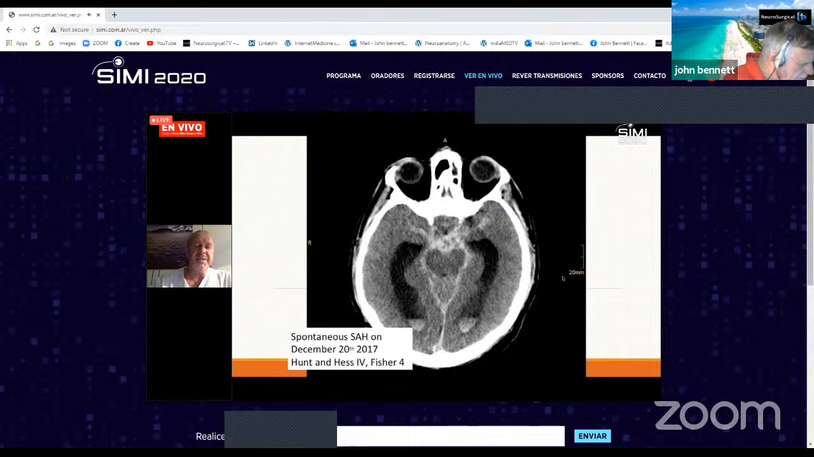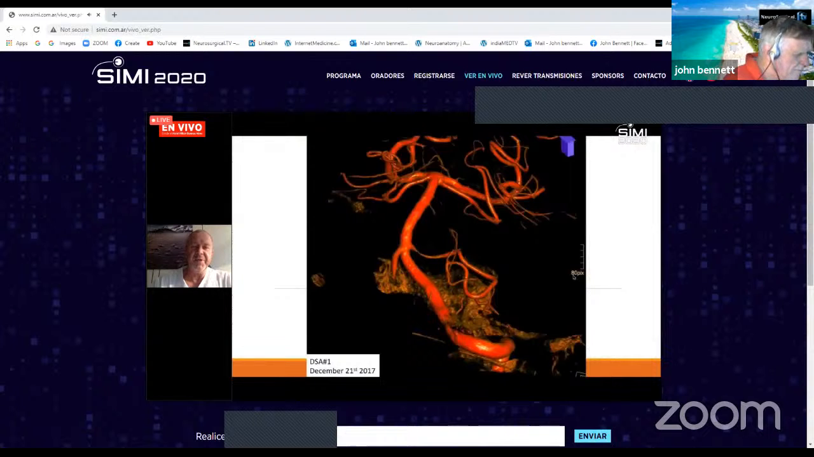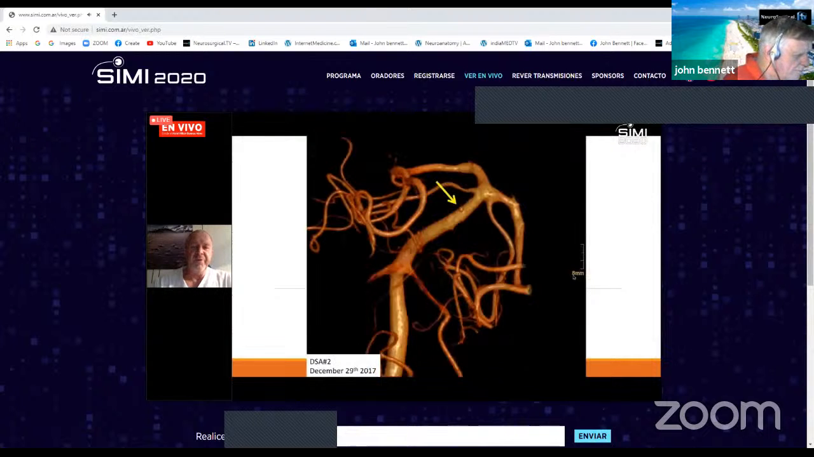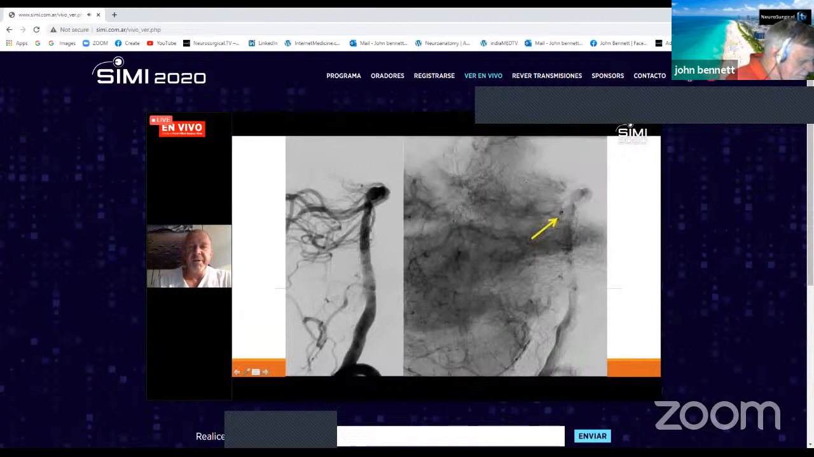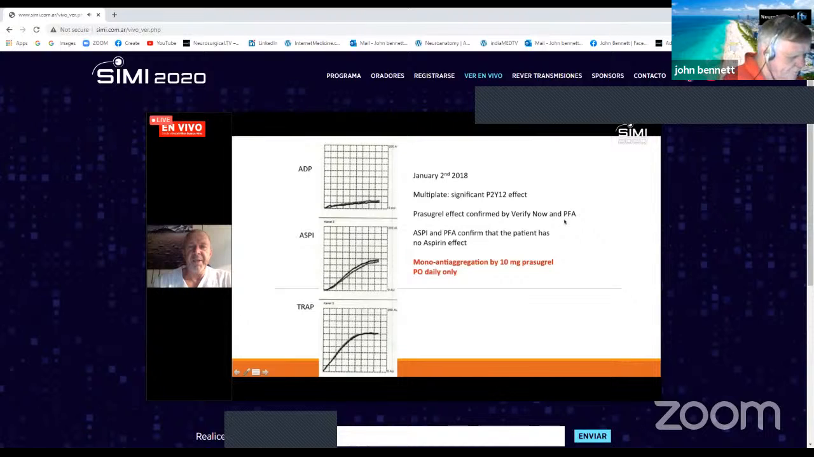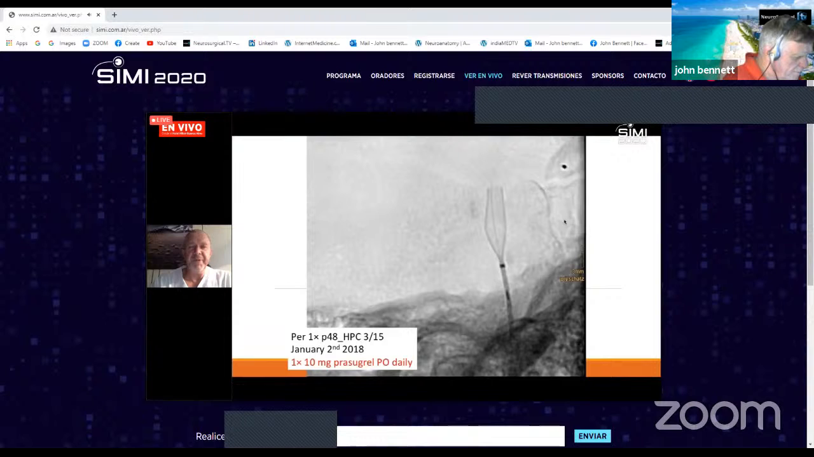The next case is a spontaneous subarachnoid hemorrhage. It was a Fisher 4 hemorrhage, severe spontaneous hemorrhage. The first angiogram was negative. A few days later, a week later, we saw this basilar perforator aneurysm. And this is the 2D angiogram. You see here this little bubble adjacent to the trunk of the basilar artery. And we deployed, under prasugrel only, a P48 into the superior third of the basilar artery.